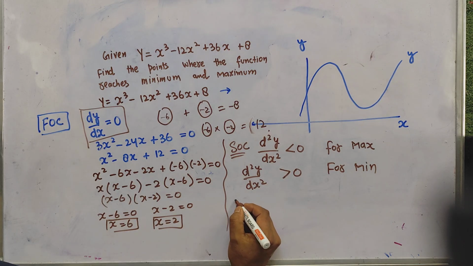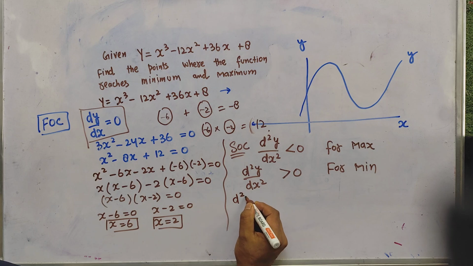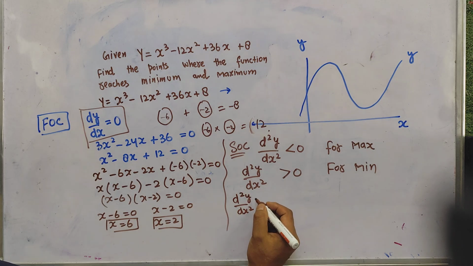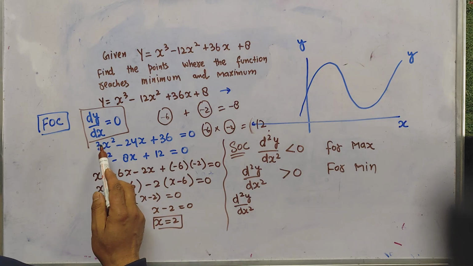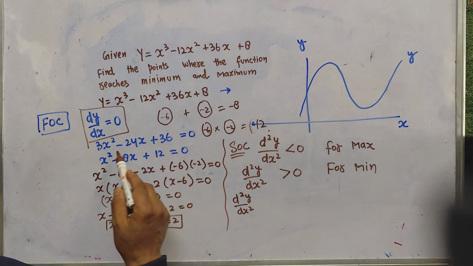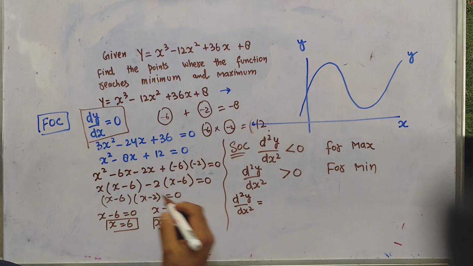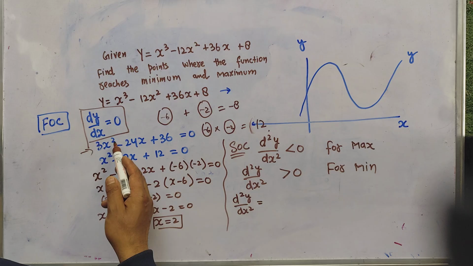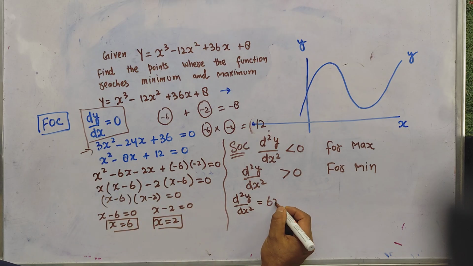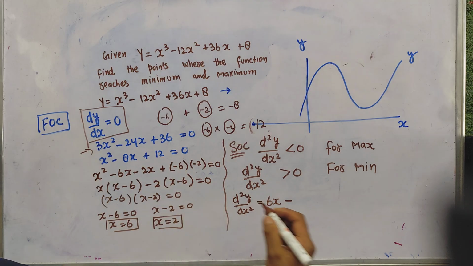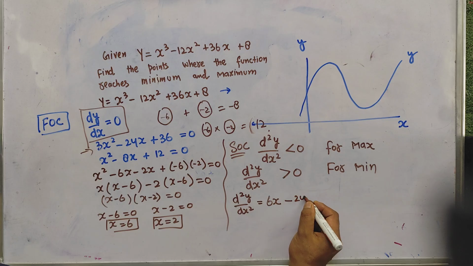So first we need to find our second order derivative d square y upon dx square, and we evaluate it at the critical points. So this is the first derivative dy upon dx. Now the derivative of the first derivative gives us the second derivative. So again differentiating this with respect to x: the derivative of x square is 2x, so 2 into 3 is 6x, minus the derivative of x in the second term, which is 1, so we are left with 24.